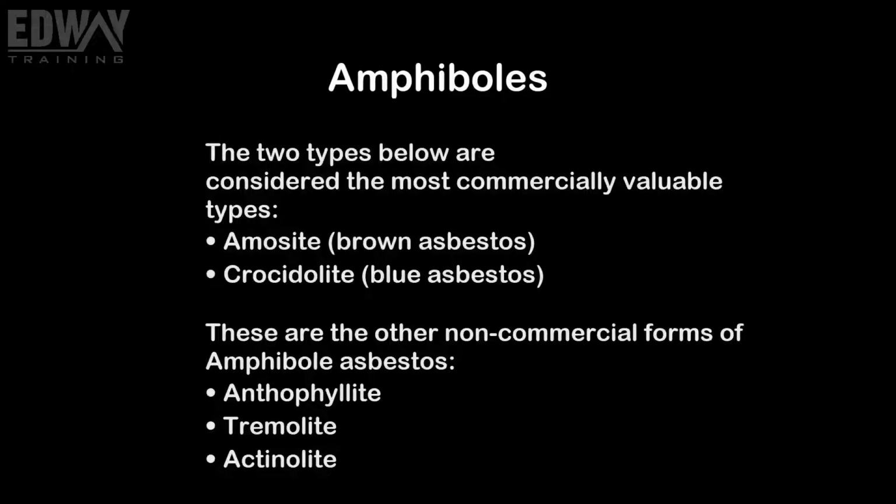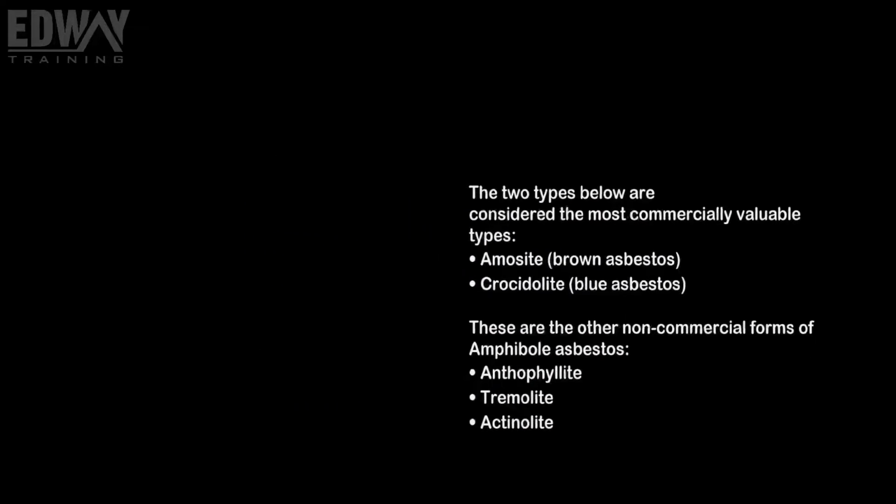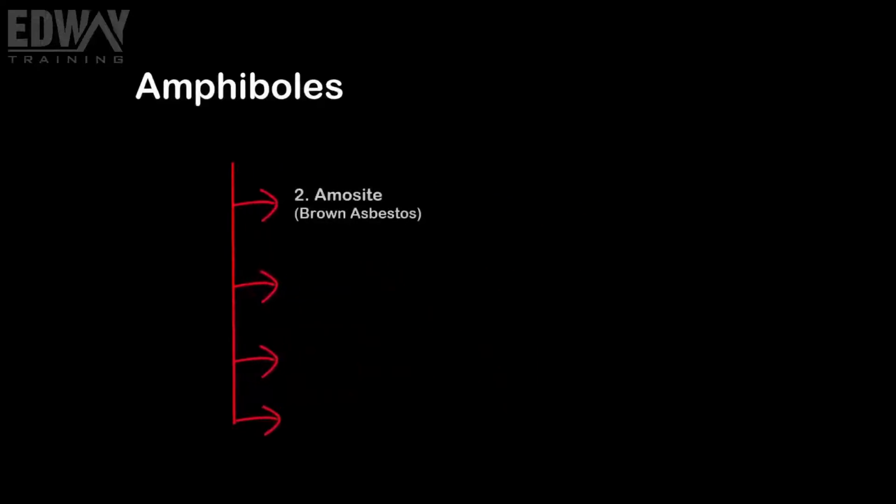The 2 types below are considered the most commercially valuable types. Amosite, which is brown asbestos, and Crocidolite, which is blue asbestos. These are the other non-commercial forms of amphibole asbestos: Anthophyllite, Tremolite, and Actinolite. Amphiboles consist of Amosite or brown asbestos, Crocidolite, which is the blue asbestos, Actinolite, and also Tremolite.